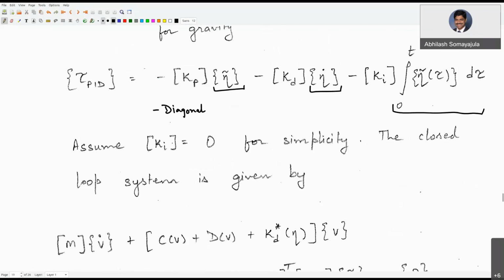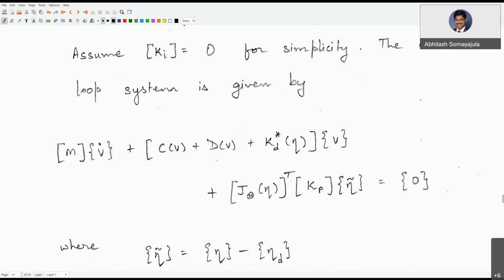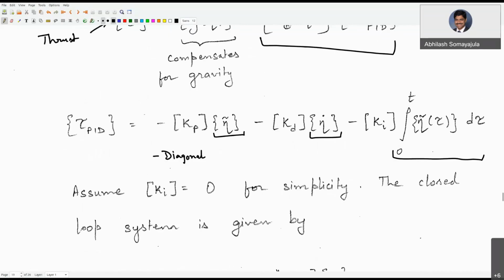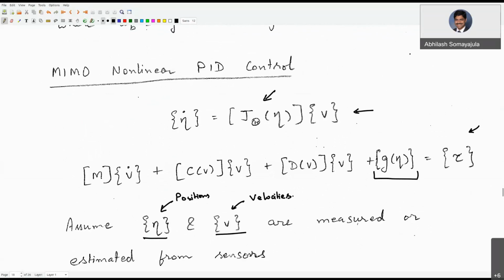Again, as before, we were looking at the idea that when Ki is 0, let us see what is happening to the system. And we can see that the closed loop system dynamics in this case is governed by M times v dot plus C plus D plus Kd star times v plus J transpose times Kp times eta tilde is equal to 0. Notice that what we have basically done is taken this PID law, substituted it here, and whatever is the resulting expression, we have substituted it into our differential equation. And we are looking at what the total system looks like.